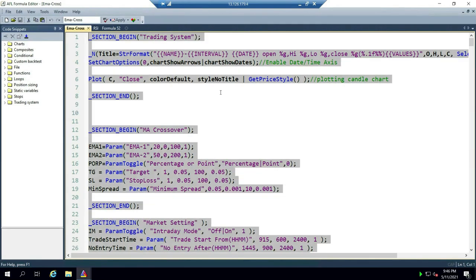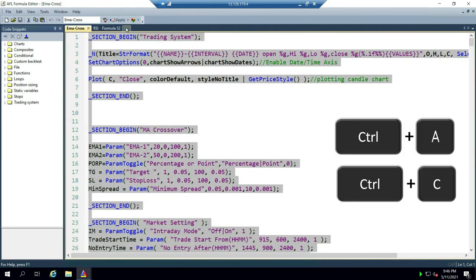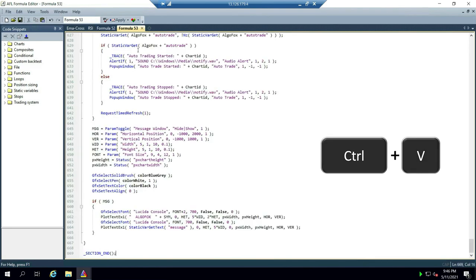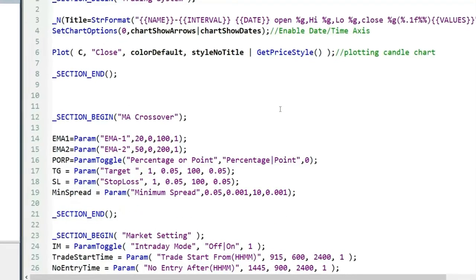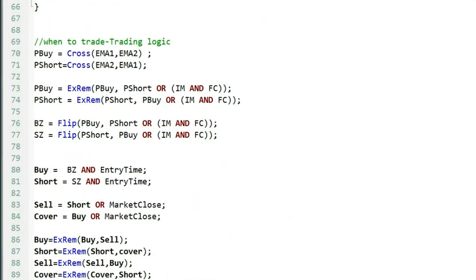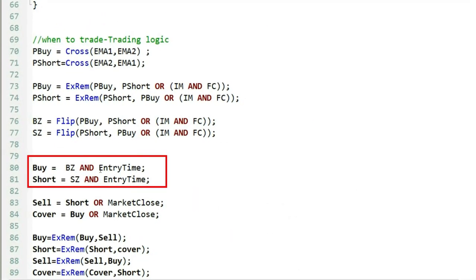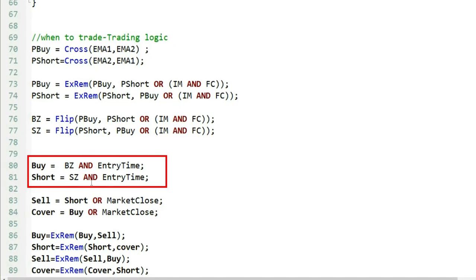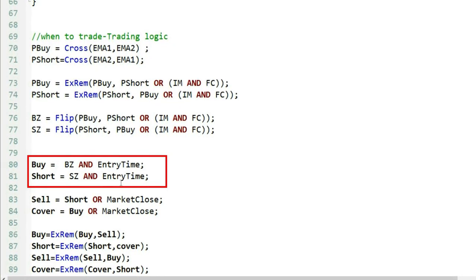I'll copy it, Control A, Control C. Go to a new formula, Control V. Now here, if I zoom in, and now if I go down to the buy and short criteria, you can see buy and short is based upon BZ and entry time, short is SZ and entry time. In formula number 52, we have used the Ref function.